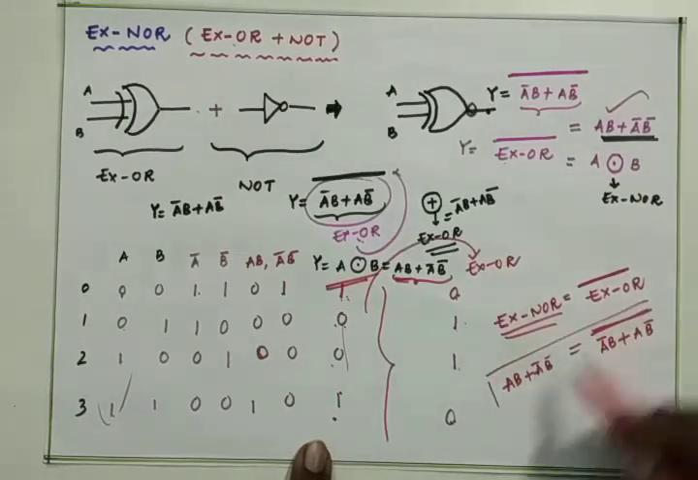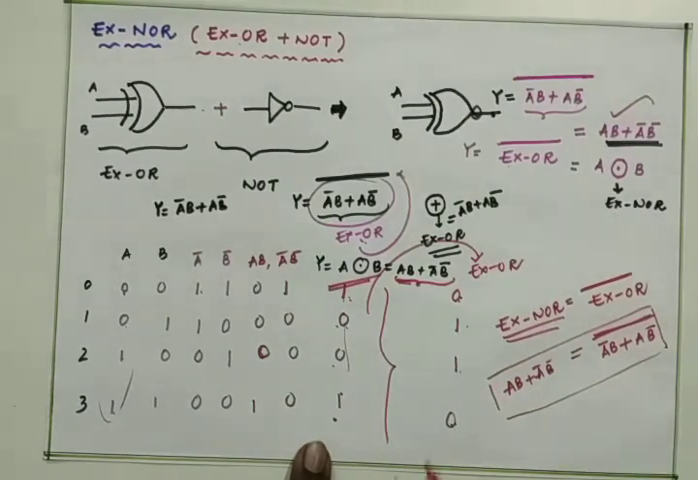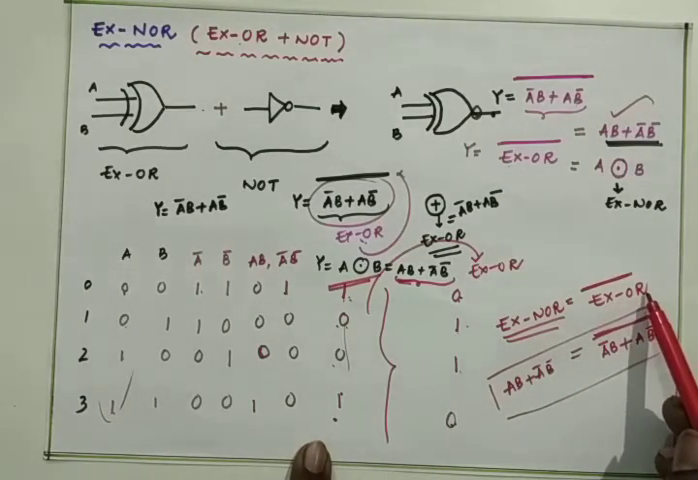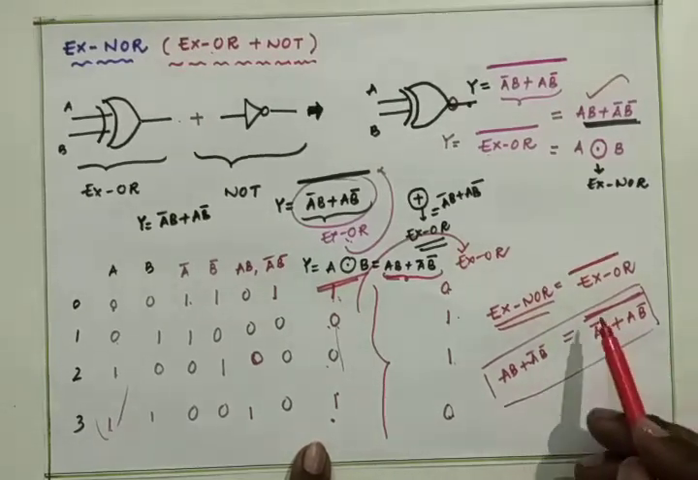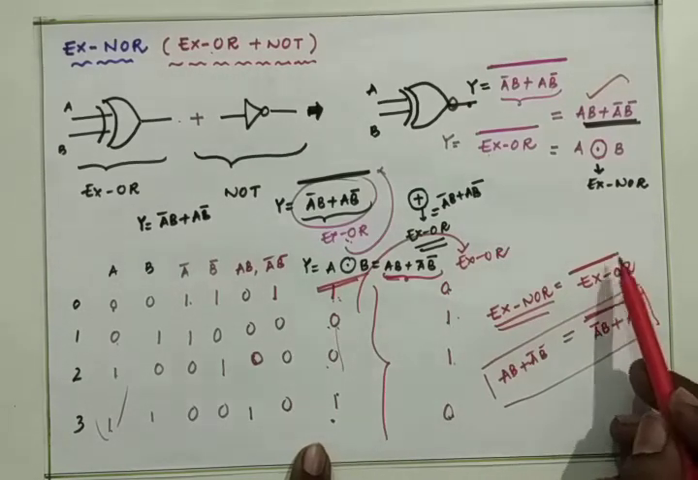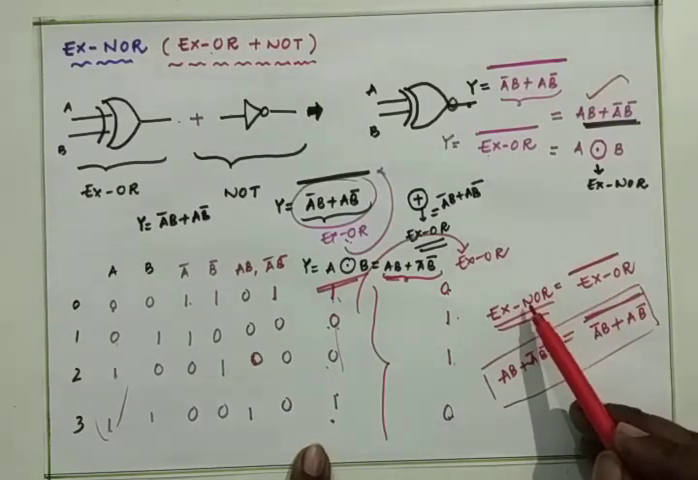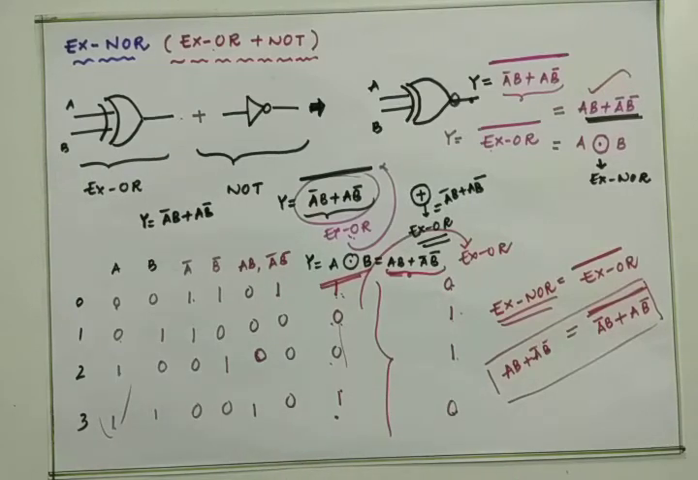This question will be asked in the exam: prove that the complement of XOR is the XNOR. For 2 or 3 marks this question will be asked. With this, all the logic gates are completed.